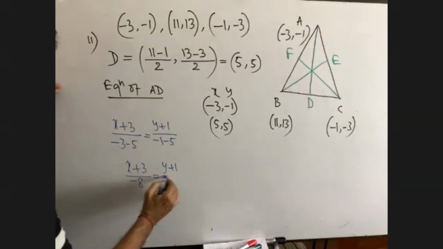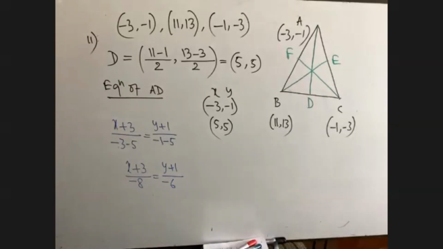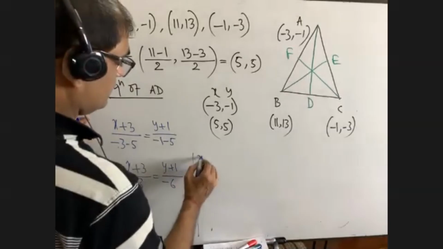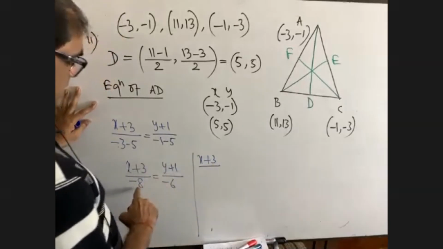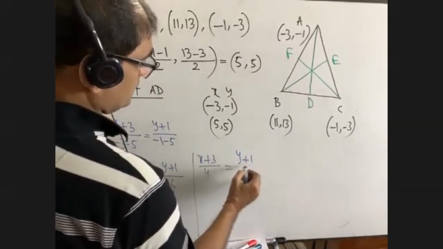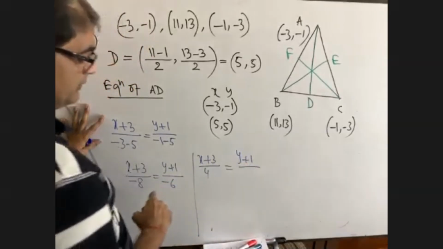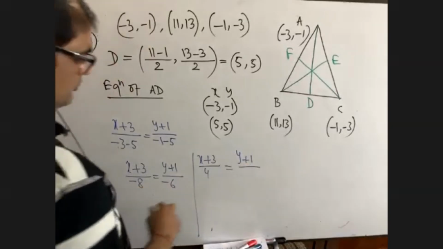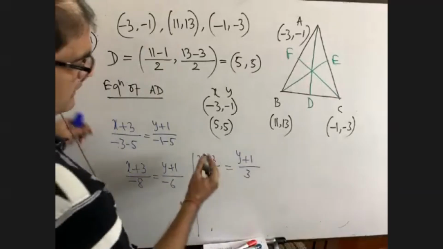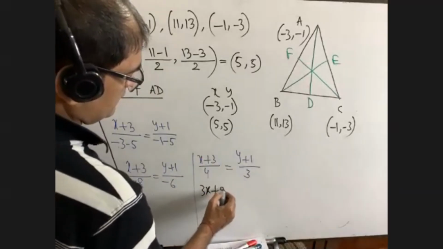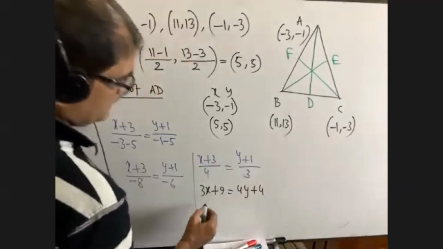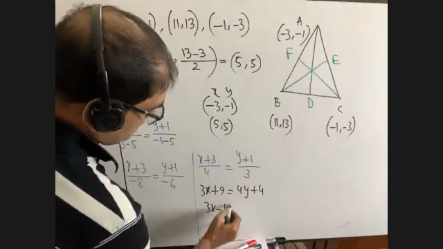This is a triangle. Suppose it is A, it is B, and it is C. A is (-3, -1), B is given as (11, 13), and C is given as (-1, -3). Now we have to find the 3 medians. It is a median, which means D is the midpoint of BC. It is another median, which means E is the midpoint of AC. It is another median, which means F is the midpoint of AB. Am I right?